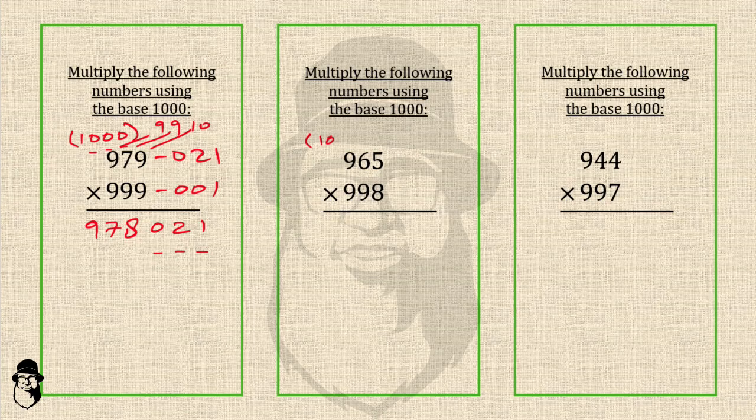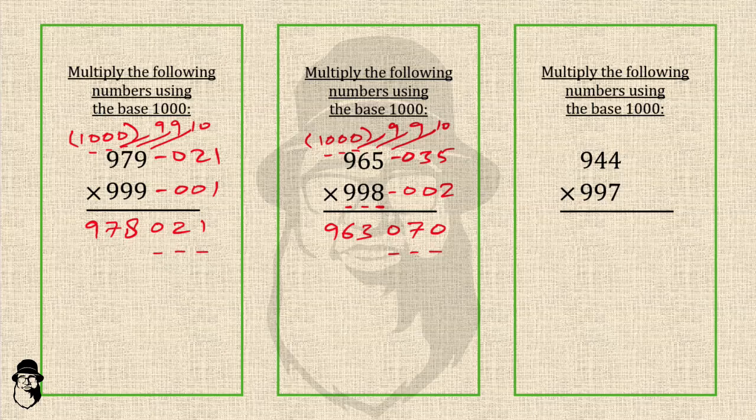So here also we have 1000 as the base because they are 3 digits. And 9 from 9 is 0, 6 from 9 is 3, and 5 from 10 is 5. Here also 9 from 9 is 0, this 9 from 9 is 0, and this 8 from 10 is 2. Now first part of the answer is 965 minus 2 is 963, and second part of the answer is 35 times 2, that is 70, but we'll write 070 as we have to cover 3 spaces because we have 3 zeros in our base.